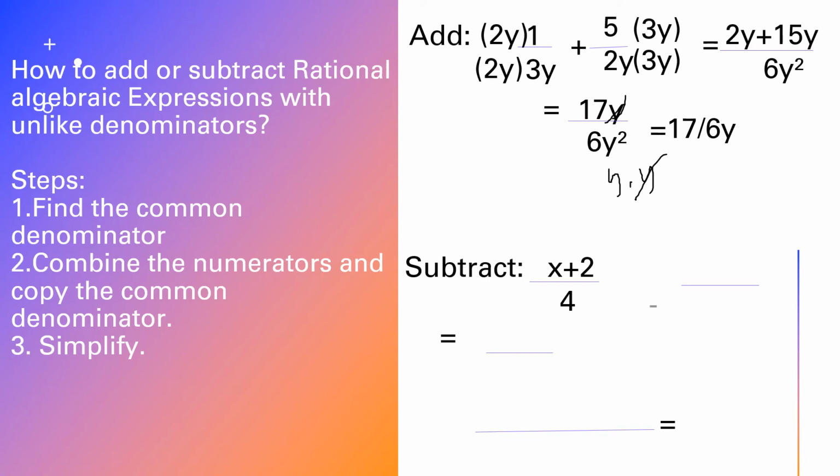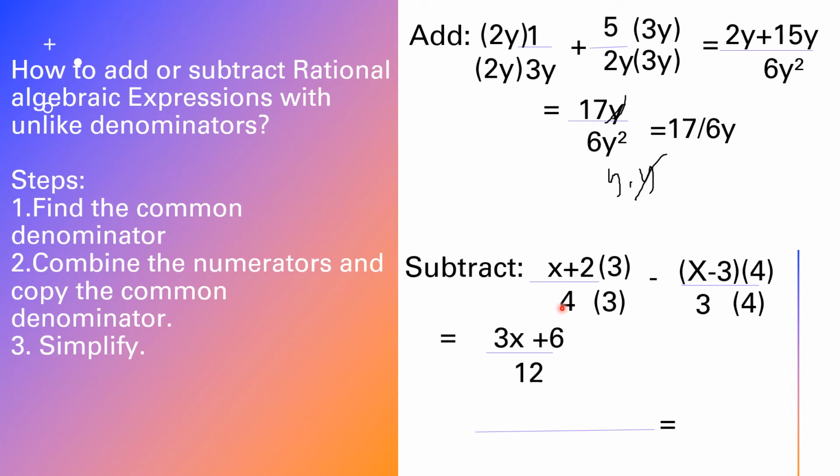Okay, another one, x plus 2 divided by 4 minus x minus 3 divided by 3. Now, here I'm going to multiply both numerator and denominator by 3. On the other side, by 4. So I can distribute this one. 3 times x, that is 3x. 3 times 2, that is 6. Divided by 12.